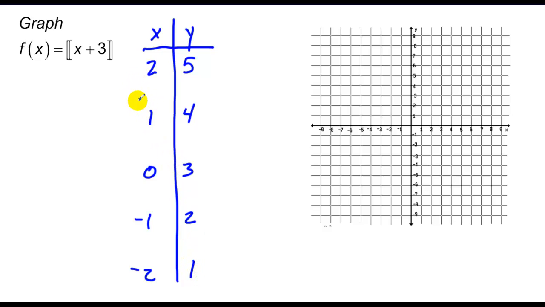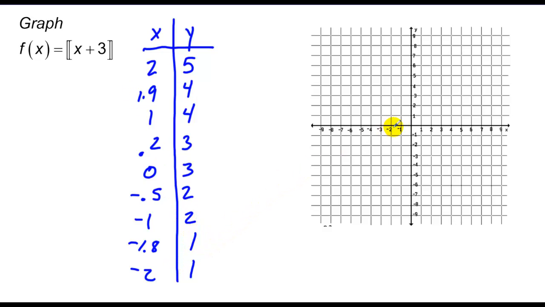Start picking decimals like 1.9. 1.9 plus 3 is 4.9, and its greatest integer is 4. Let's go 0.2. 0.2 plus 3 is 3.2, whose greatest integer is 3. -0.5 plus 3 is 2.5, whose greatest integer is 2. And let's go -1.8. -1.8 plus 3 is 1.2, whose greatest integer is 1.